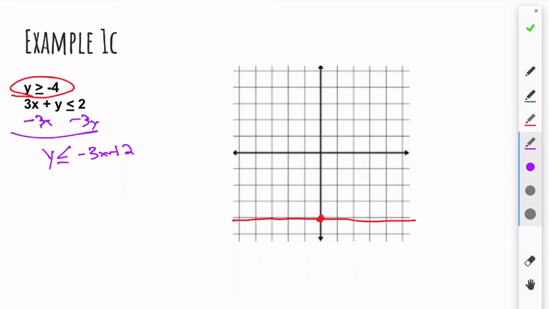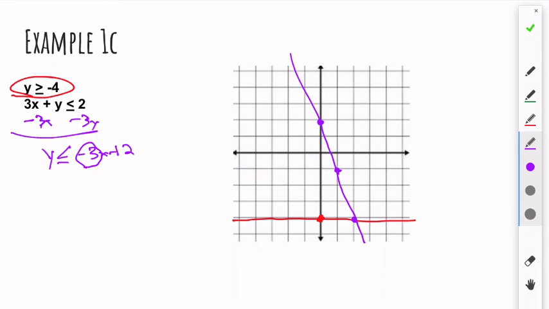So in purple, I'm going to graph that one. We're going to go up to plus 2. That's where we're going to start. Then we're going to go down 3 over 1, because that is my slope. This is also going to be a solid line. Try to draw it accurately here.